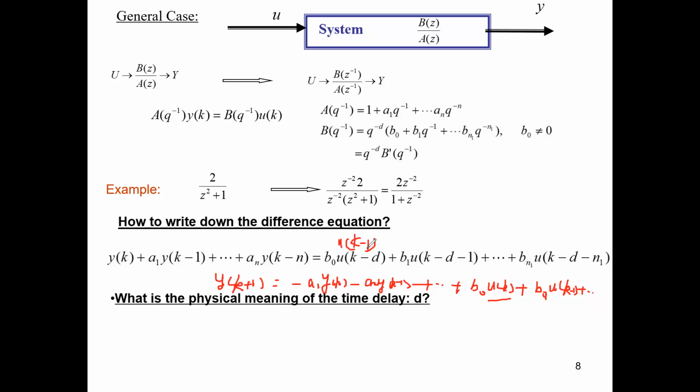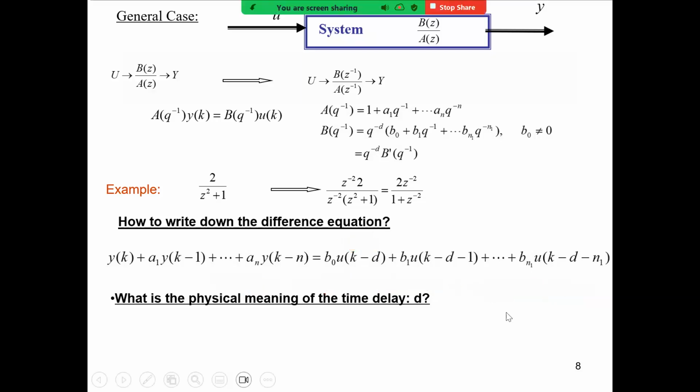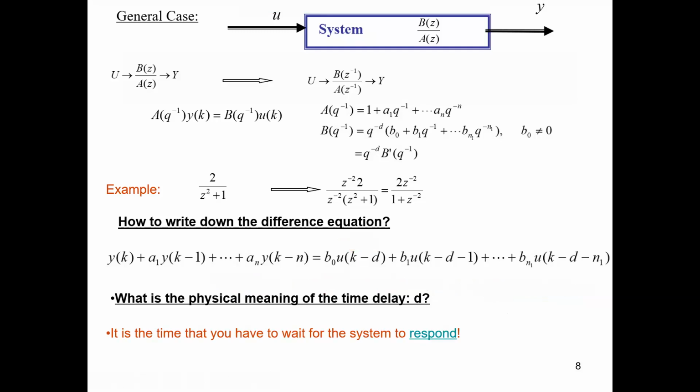If d does not equal 1, say d equals 2, then if you want to know what output will be impacted by the input, this one will become 2. Mathematically it's like that, but physically it just means that's the time you have to wait for the system to respond. You apply an input, how would that input influence the output? It takes time.